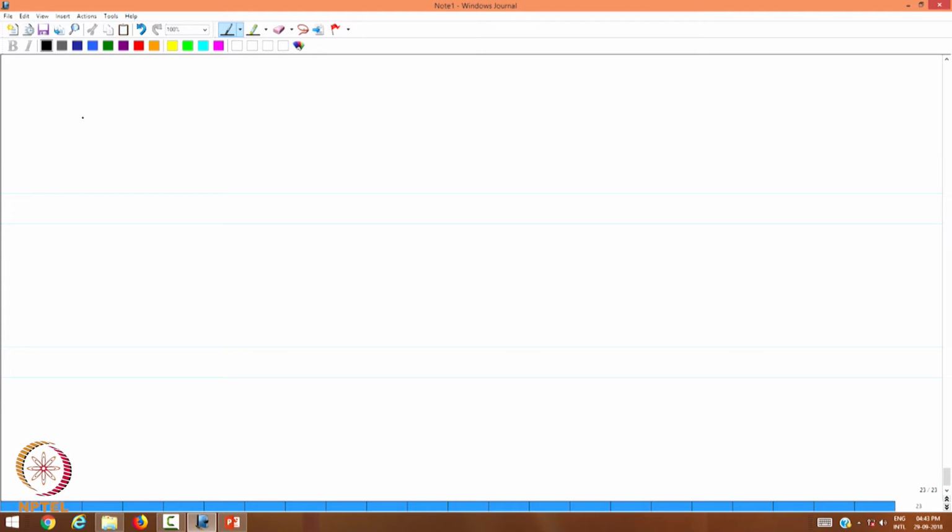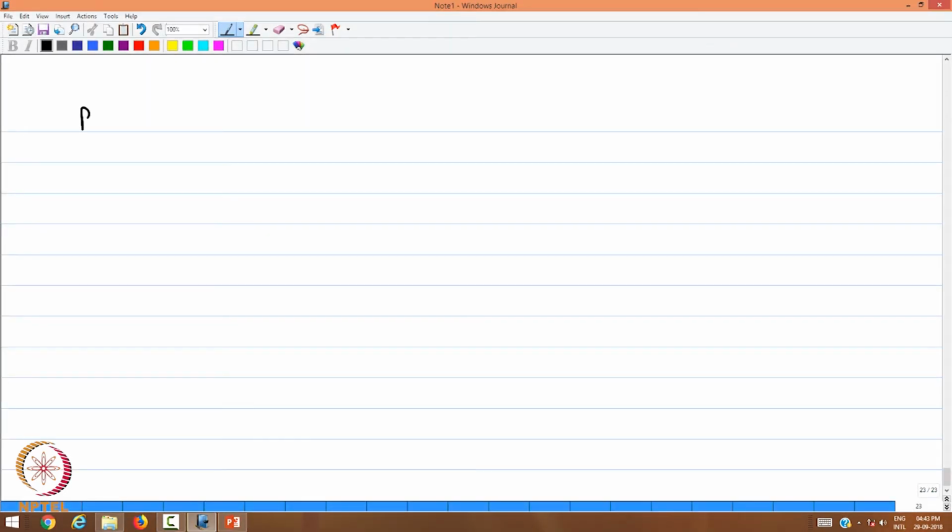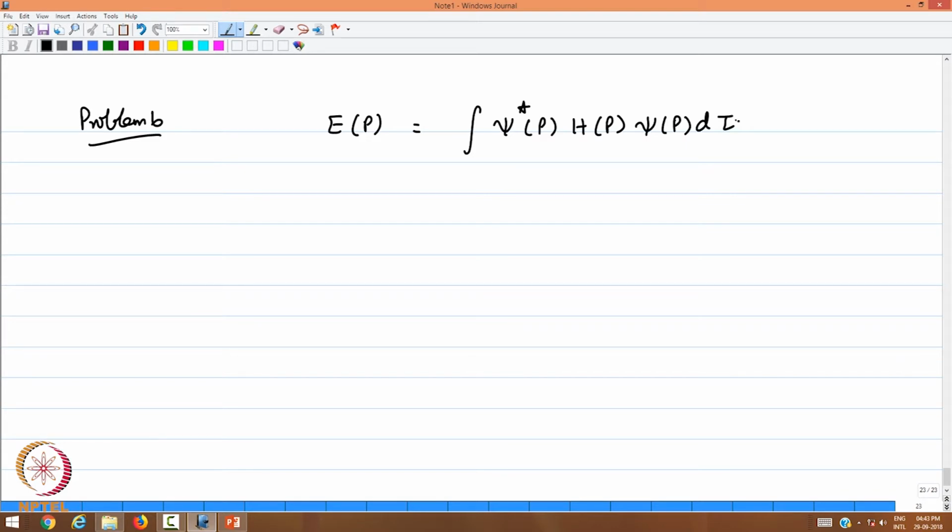This is problem 6. The energy is written as a function of parameter P as psi star of P, H of P, and psi of P d tau. Let us assume that psi's are the solutions of the Schrodinger equation.